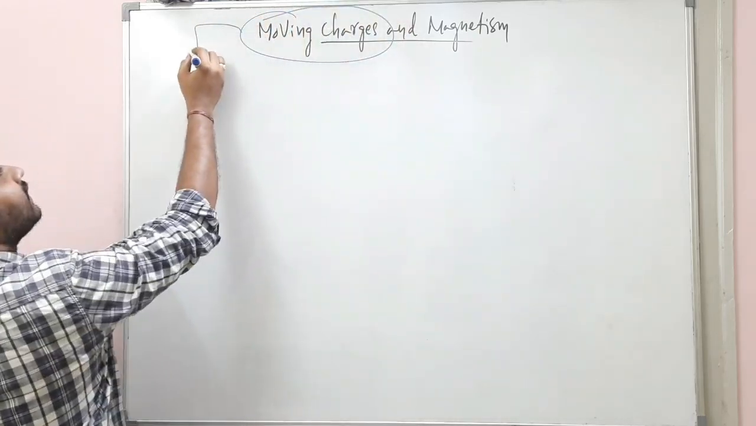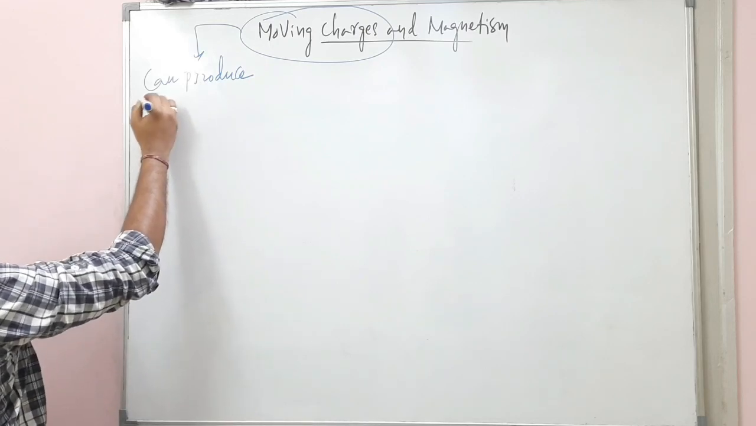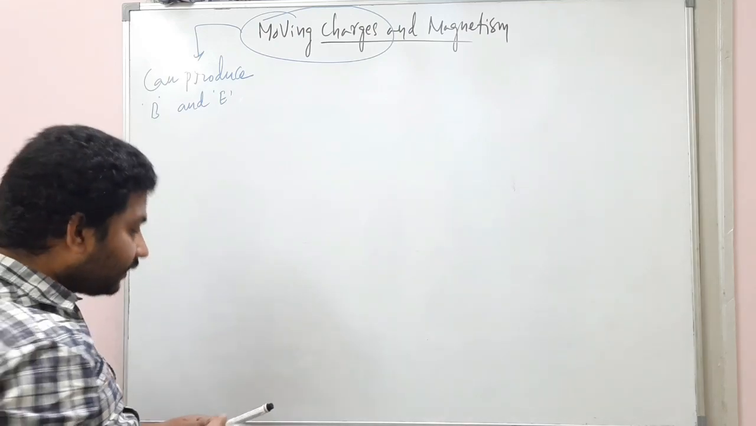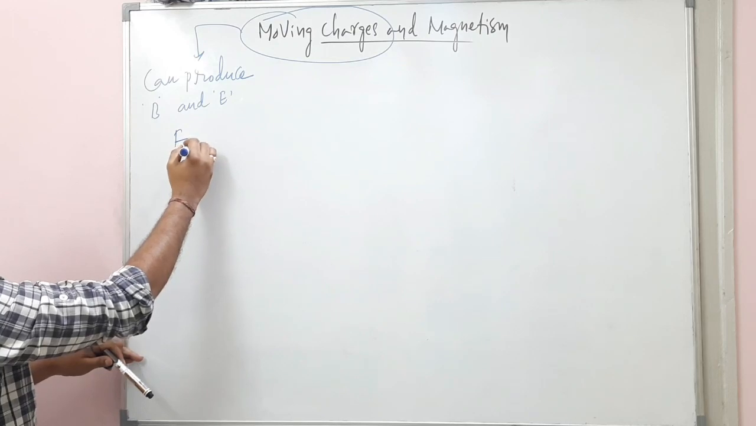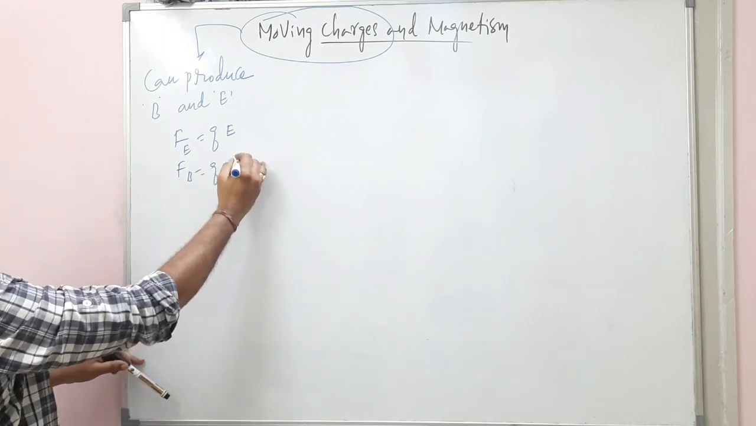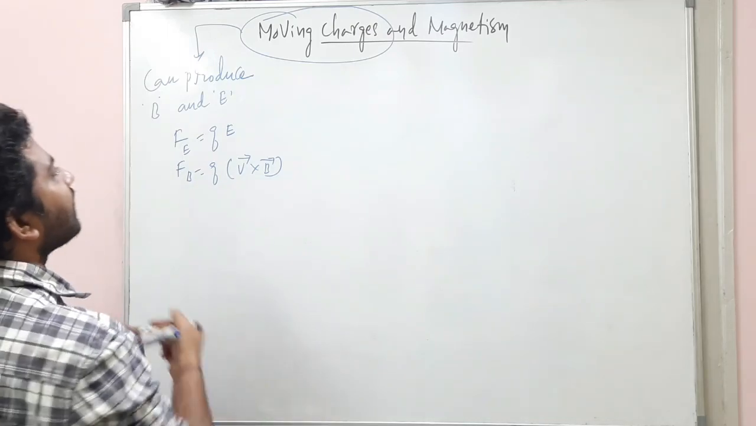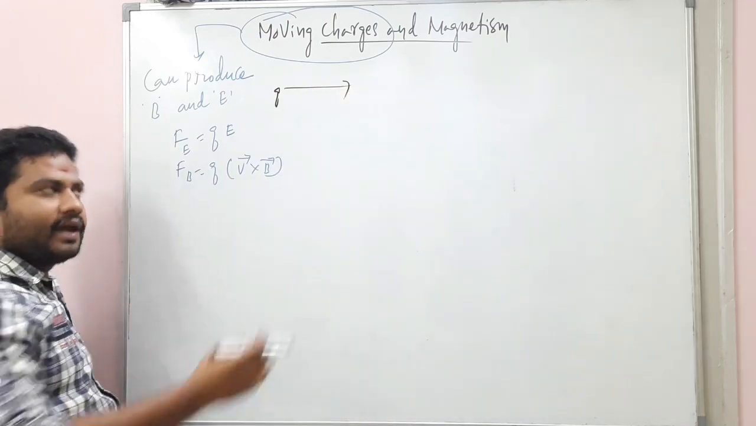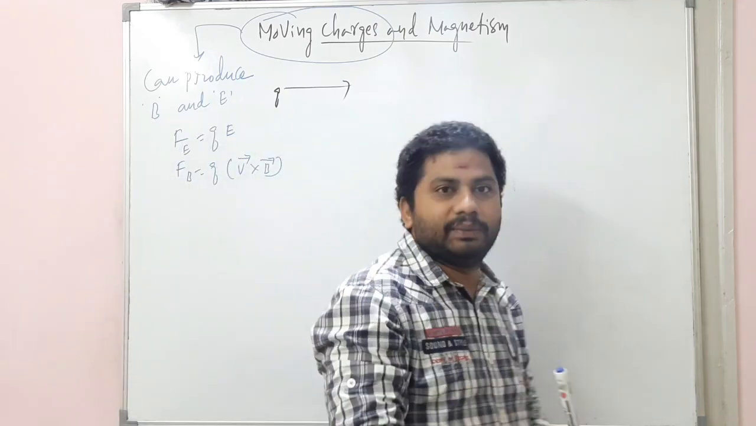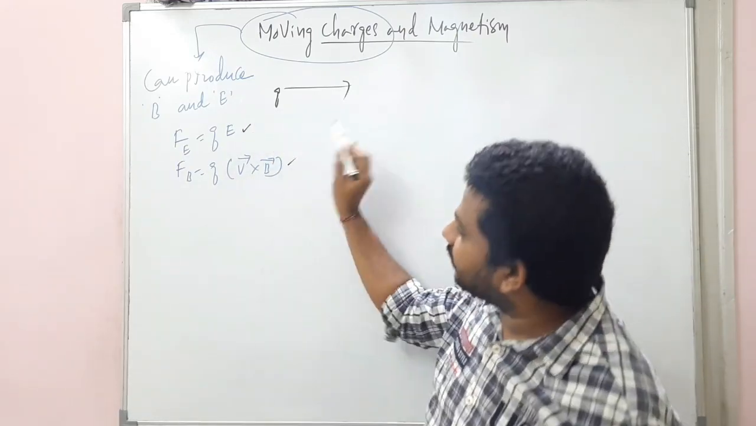Moving charges. A moving charge can produce both magnetic field and electric fields. That's important. So that means there is an electric force which is qE, and there is a magnetic force which is q v bar cross B bar. When there is a charge moving like this, it will produce both. Magnetic field is there means magnetic force will be there. Electric field is present means electric force will be there. And those expressions I have written here.